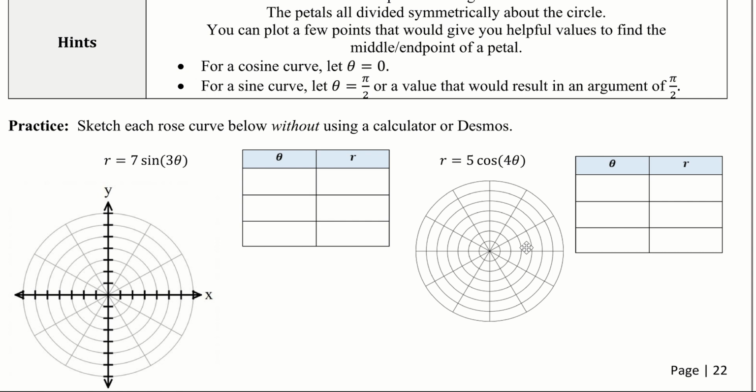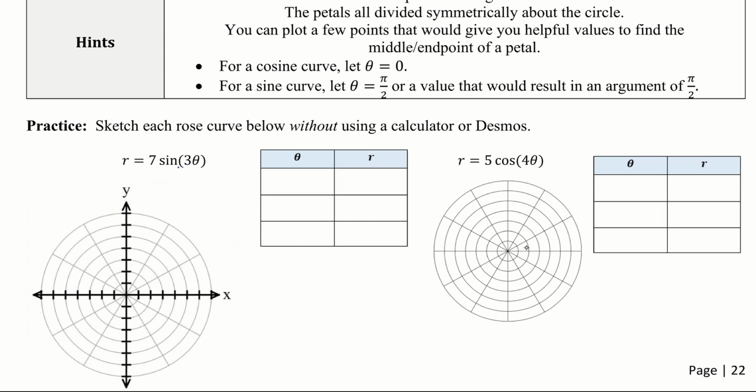So some things that we should know here on this one: it would have 3 petals, because n is an odd number, and each petal will be 7 units long. Something that I sometimes do when I'm graphing these is I'll go out and figure out what circle is 7: 1, 2, 3, 4, 5, 6, 7. Okay, that's this outer circle. So all my petals are going to go out to that outer edge as I draw this. There's going to be 3 of them.